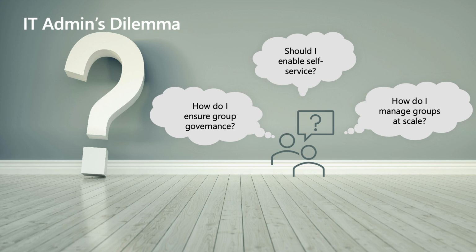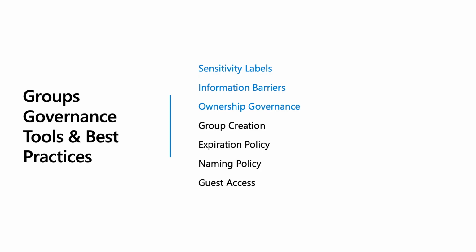To help you manage groups at scale, ensure governance, and enable self-service, I'll walk you through a list of tools you can use. In this session, I'll be focusing on the new tools in blue, which we have rolled out or actively been investing in. The new tools include sensitivity labels, which help you manage privacy and external access of groups, information barriers, which help you create barriers of communication between user segments, and ownership governance, which will help you manage the problem of orphaned or ownerless groups.